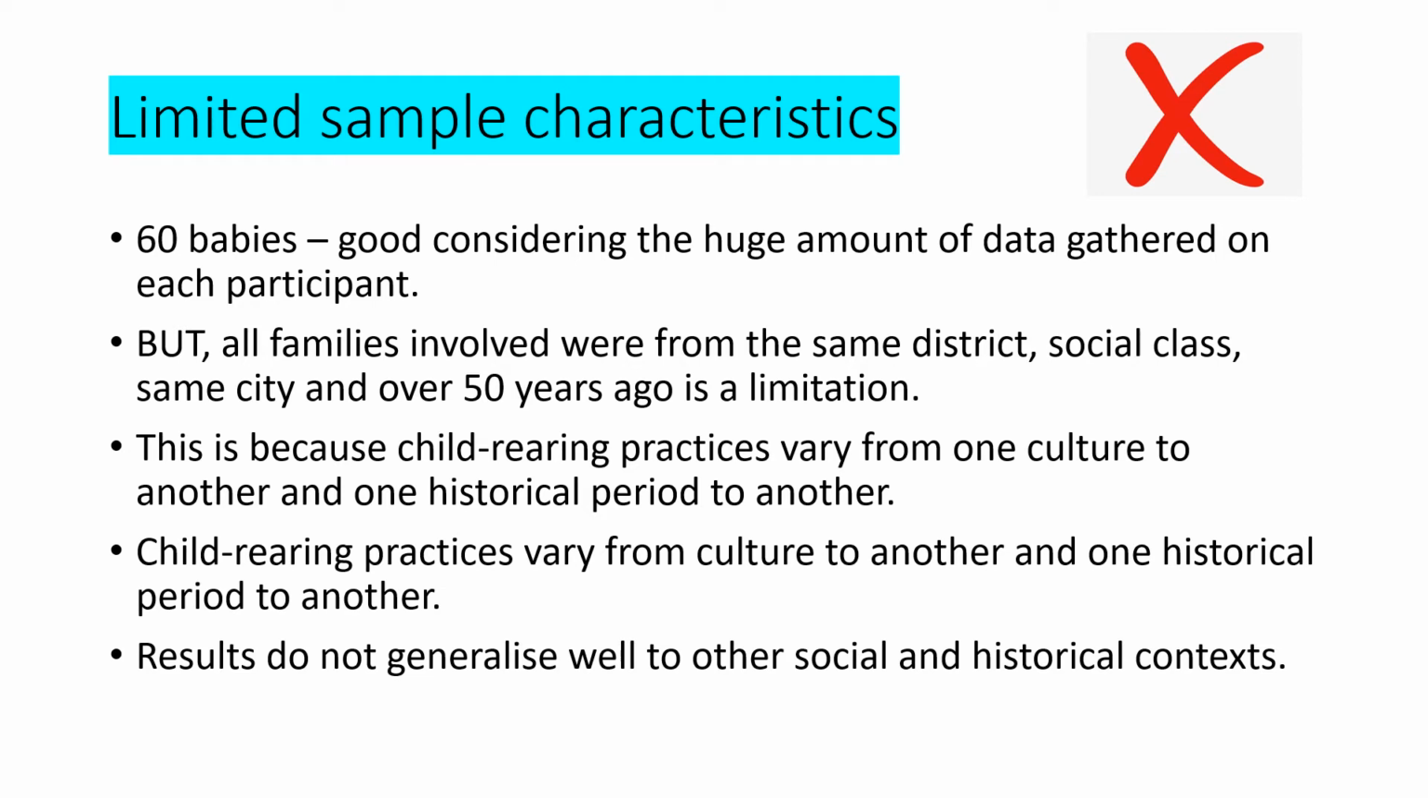However, a limitation is that there are limited sample characteristics. So there are 60 babies, which is good because we've got a huge amount of data gathered on each participant. But the problem is that the participants were all from the same district, the same social class, the same city, and it was over 50 years ago. So this is a limitation. And this is limited because child rearing practices vary from one culture to another and from one historical period to another. So the results do not generalize well to other social and historical contexts. So we can argue also that there is a lack of temporal validity as it was done over 50 years ago.